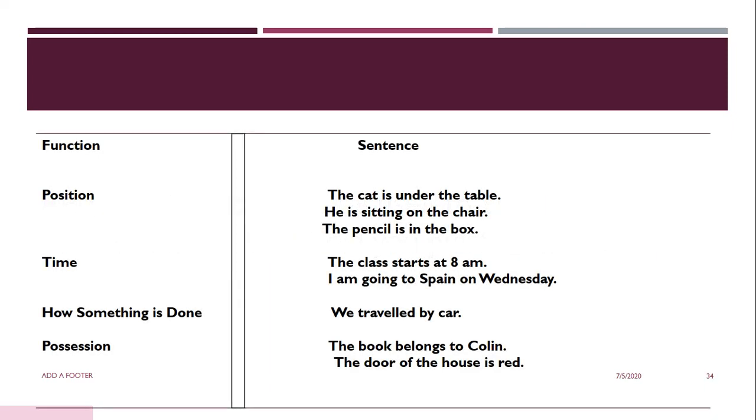Now we will discuss some prepositions, their functions, and some example sentences. The first function is position, that the preposition tells us about the position of a word. The cat is under the table. He is sitting on the chair. The pencil is in the box.